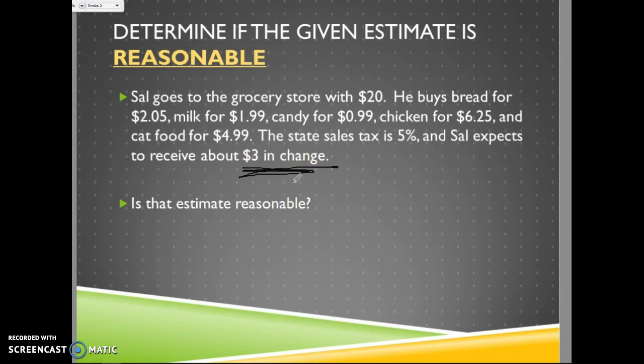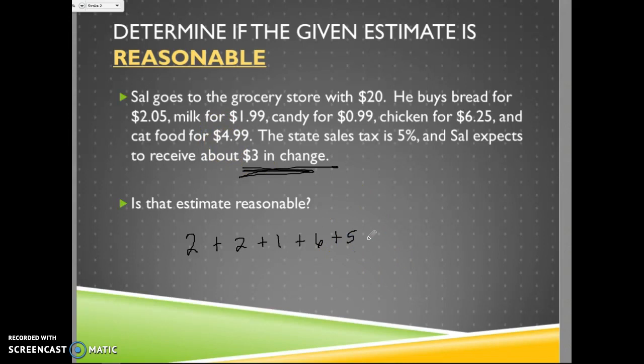And so what I would recommend doing for this one is round all of your item values to whole numbers. So our $2.05 for bread, I would say that that's $2. And then our $1.99 for milk, I would round that up to $2. 99 cents for candy, that's really close to $1, so I would say that that's $1. Chicken for $6.25. Since this is less than half of $1, I would round down to $6, so plus $6. And then cat food for $4.99, that's really close to $5.